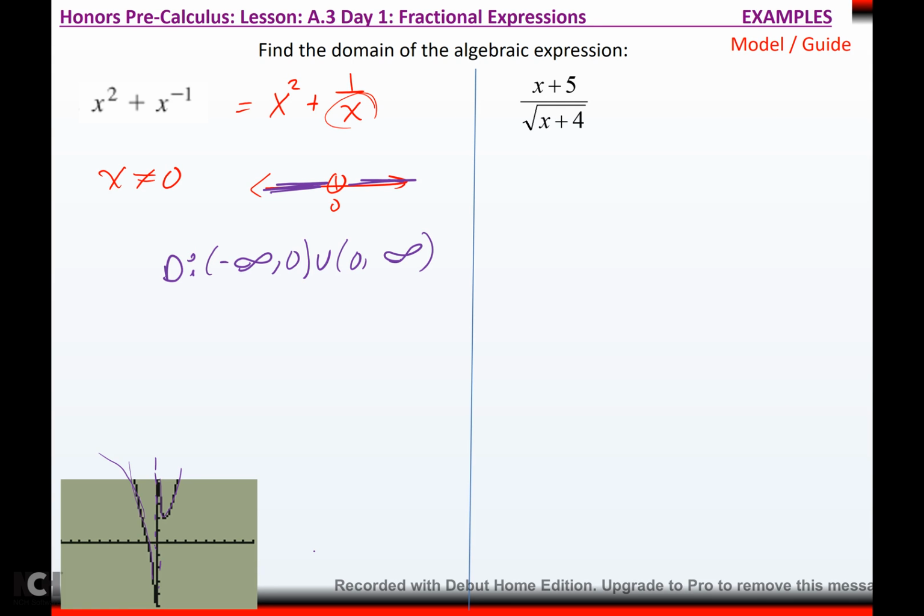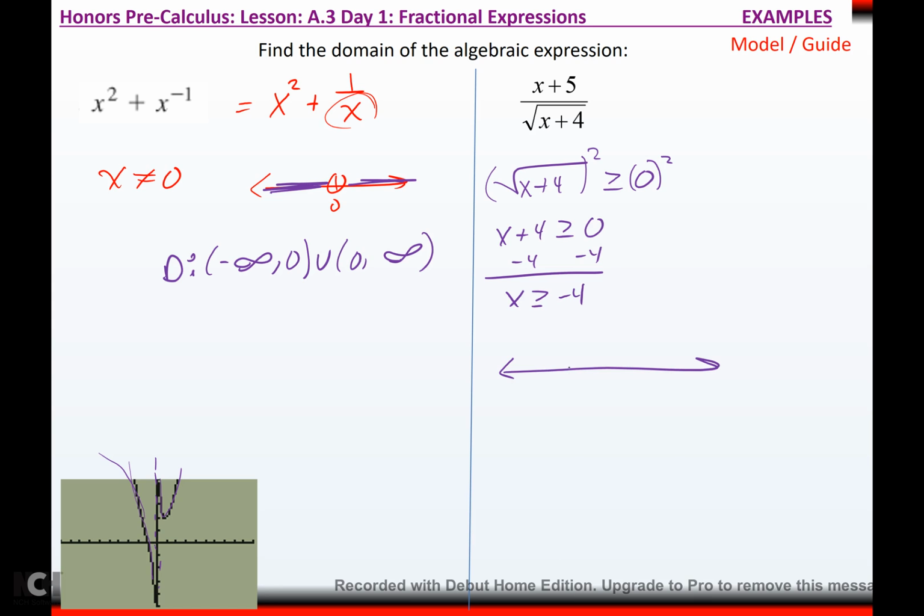So you do each one separately, and all that's going to be different is whether the circle is filled in or not. First of all, you have to say, Mr. Radical, you must always stay positive. So if I square both sides, I get x plus 4 must be greater than or equal to 0, minus 4, x must stay greater than or equal to negative 4. So if I graph that, negative 4, closed circle, and I can have anything bigger.